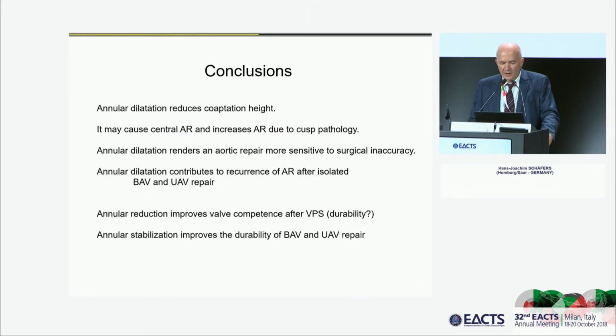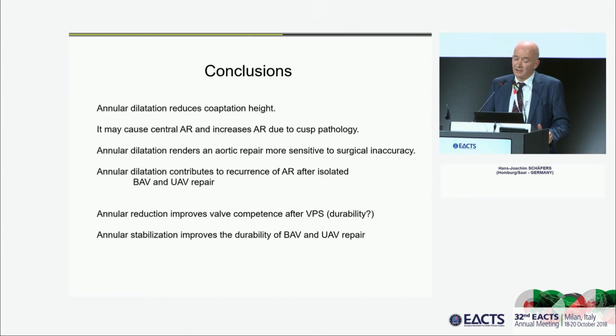Let me summarize. What is the evidence? Annular dilatation reduces coaptation height. It may cause central aortic regurgitation, and because it decreases coaptation height, it definitely increases regurgitation due to cusp pathology. In other terms, annular dilatation makes the repair result more sensitive to surgical inaccuracy. If we do a perfect repair, maybe the annuloplasty is not so important. Perfection, on the other hand, is very difficult to achieve.